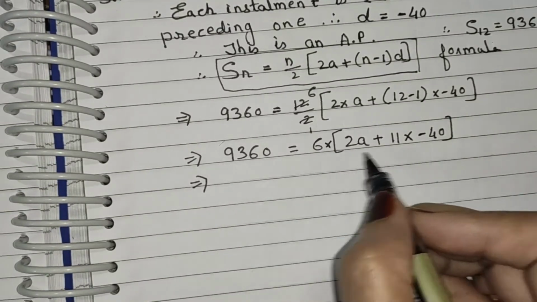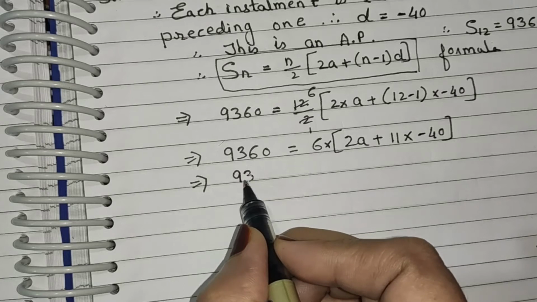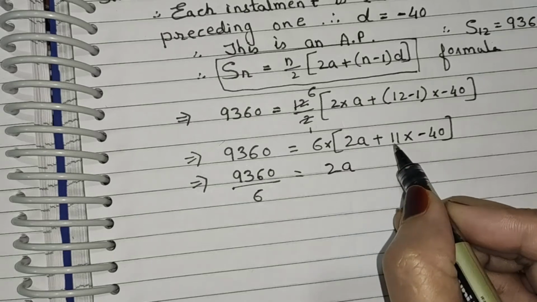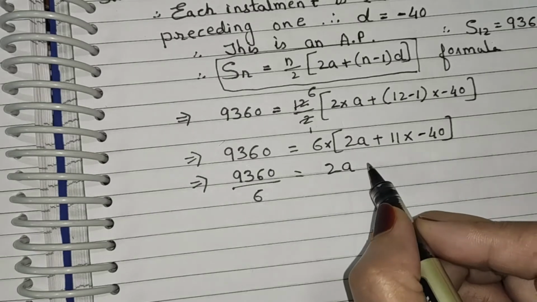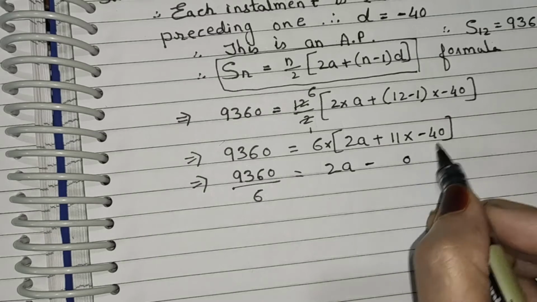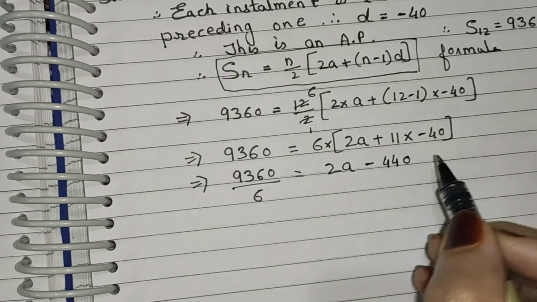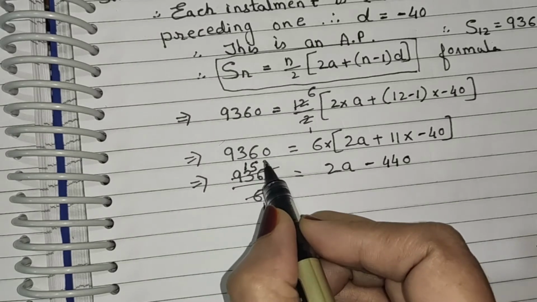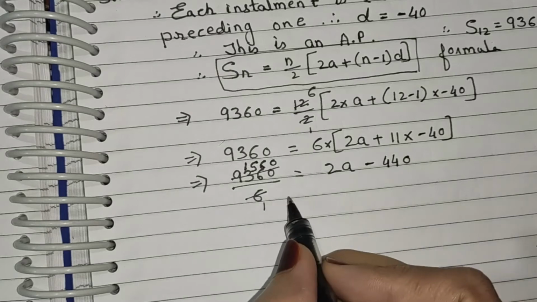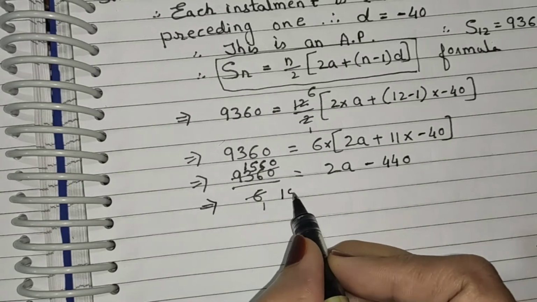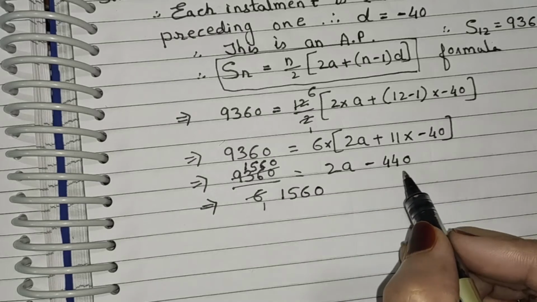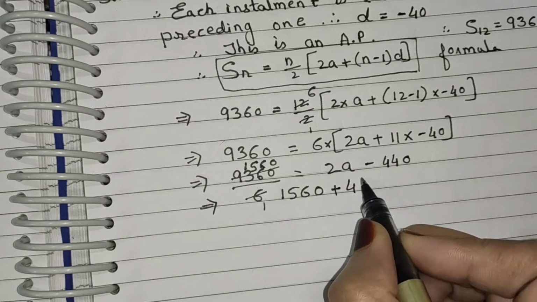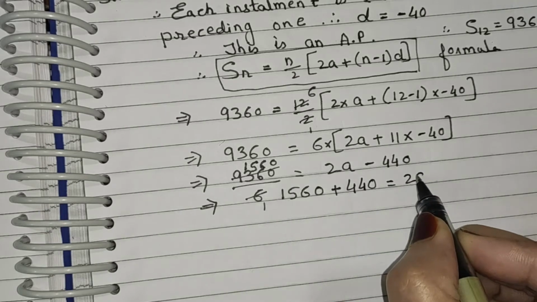Now dividing both sides by 6, we get 9,360 upon 6 is equal to 2a plus 11 into minus 40, minus 440. Now cancel it. 6 1s are 6, 6 5s are 30, 6 6s are 36 and 0. Now we get here 1,560. Now minus 440, shifting at left hand side, we get plus 440 is equal to 2a.